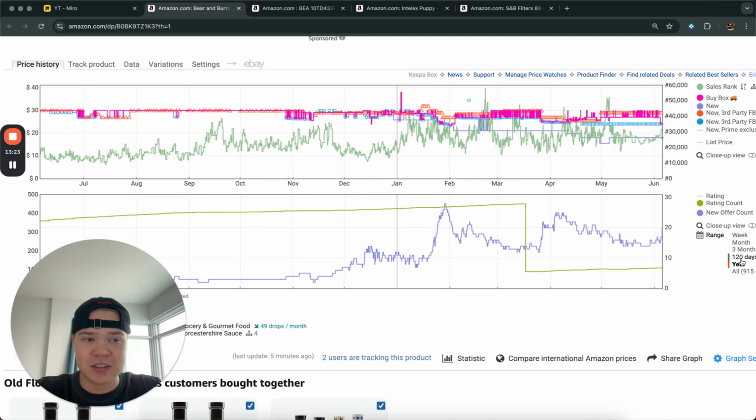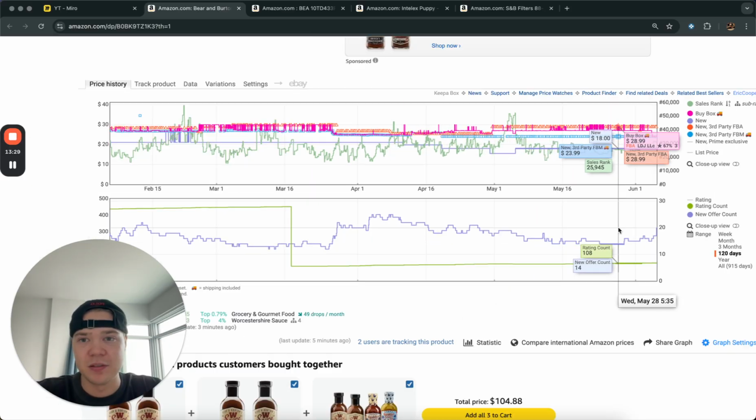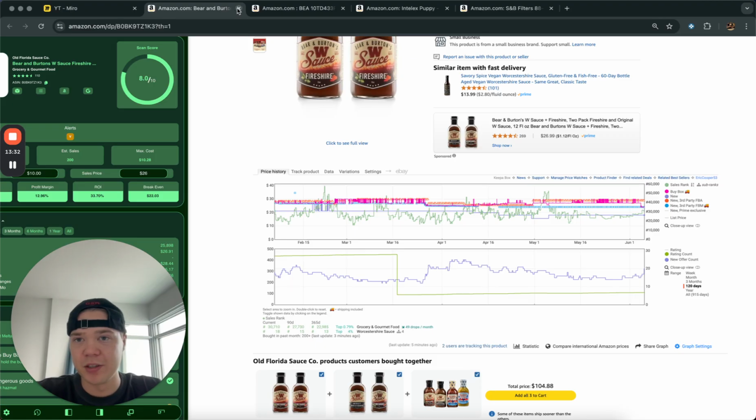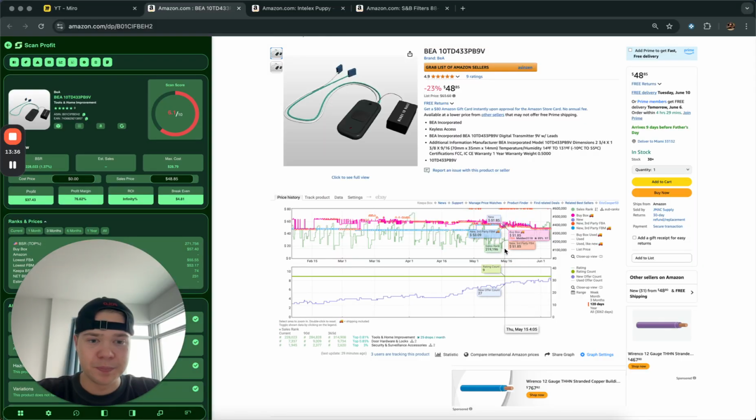The 120 days is just perfect. It's that sweet spot. Even 1 year, this product is very stable. Offer count isn't too crazy. This is a great product. Great product. Let's take a look at this one.